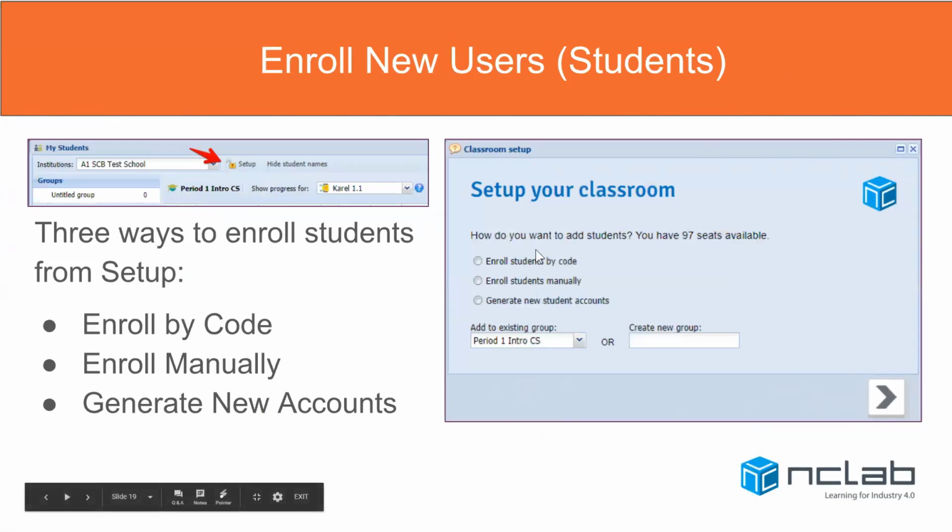The first line you'll see here will tell you how many seats you have available. As library accounts, you have no limit as to how many seats you can have. If you find you're using up the seats that we've assigned to your account, just email us, we'll add more.